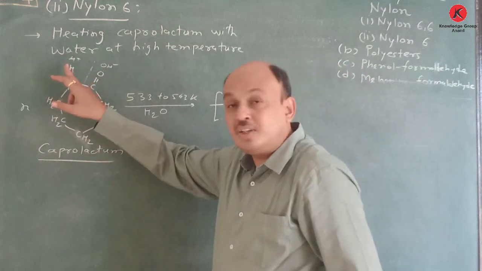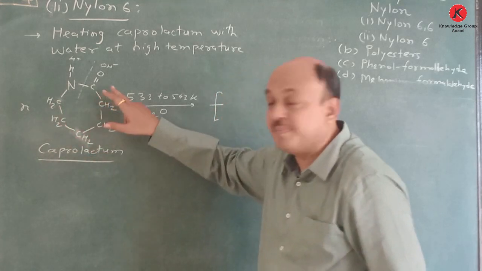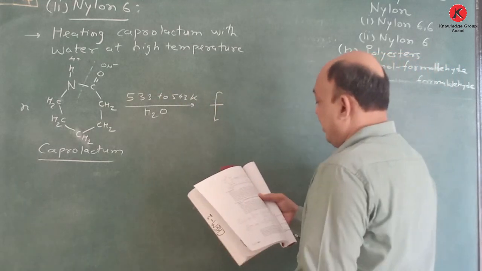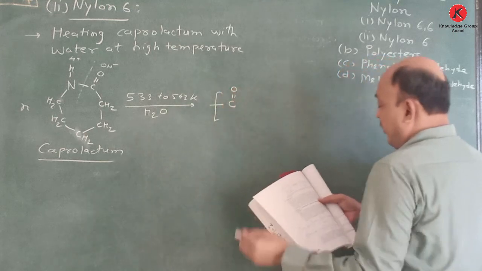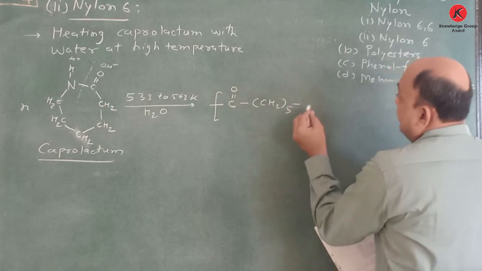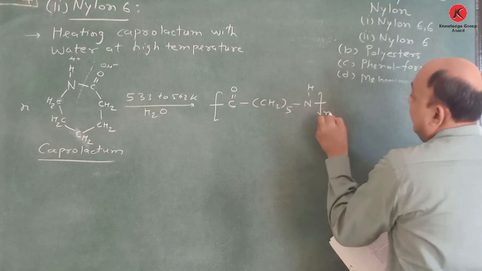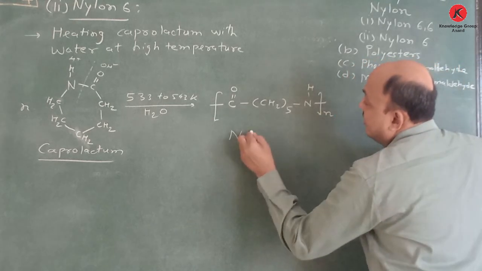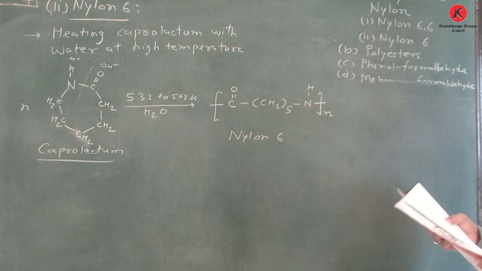That's why here your product is NH2 (CH2) 5 times, then C double bond OH, and this H is removed, and due to that the product obtained is C double bond O, (CH2) 5 times, and then NH here. This is nothing but nylon 6, because here 6 carbons are present, that's why it is known as nylon 6.